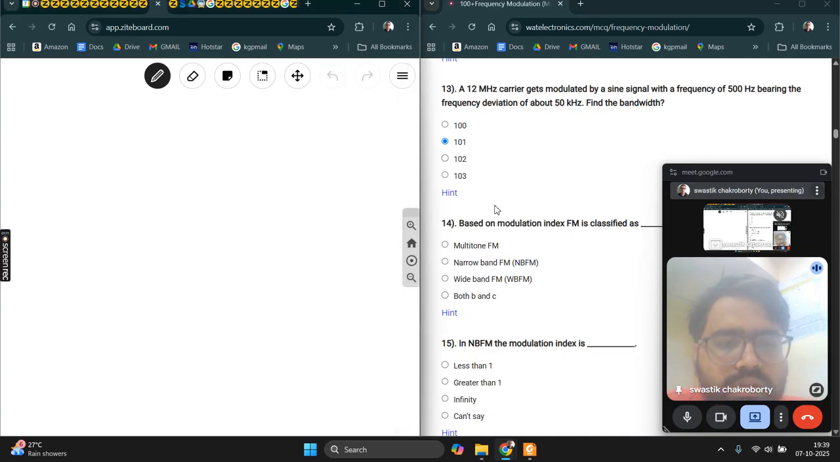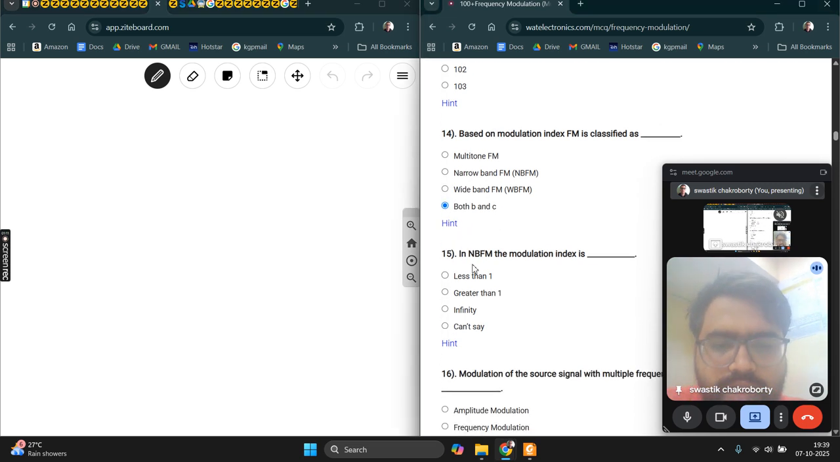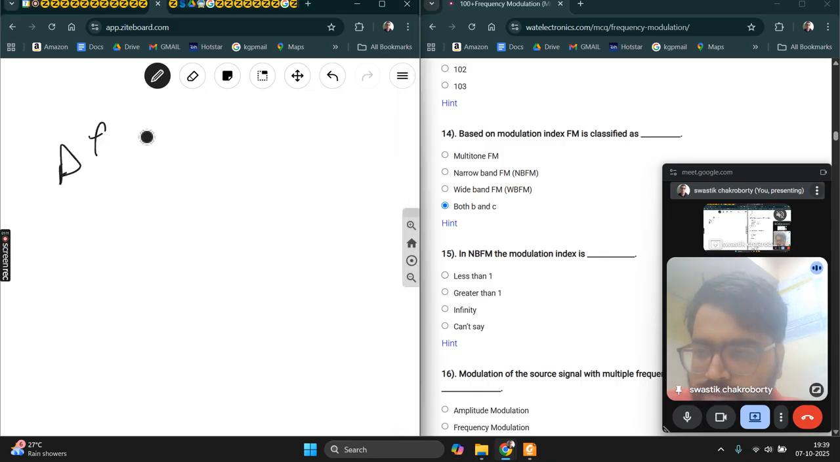Now, based on modulation index, FM is classified as either narrowband or wideband. So it is both B and C. Next, in NBFM, the modulation index: for NBFM, Δf is less than fm. So beta is less than 1.